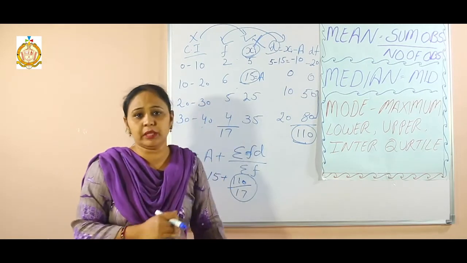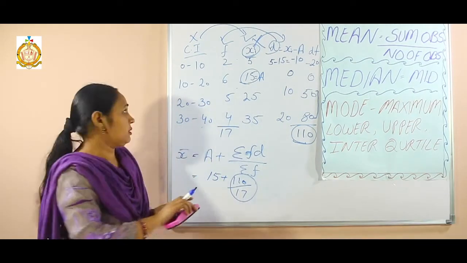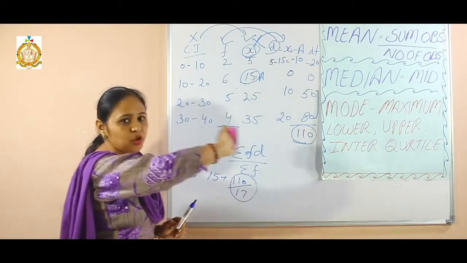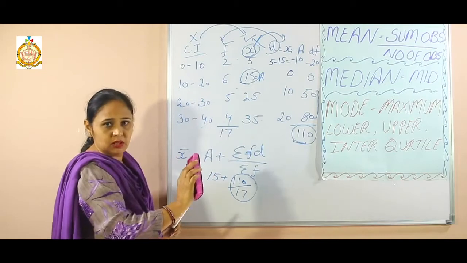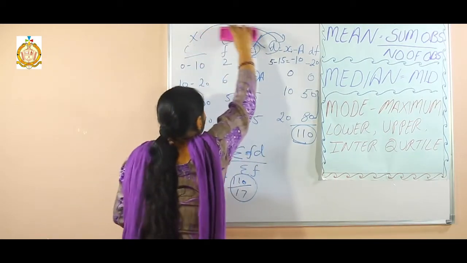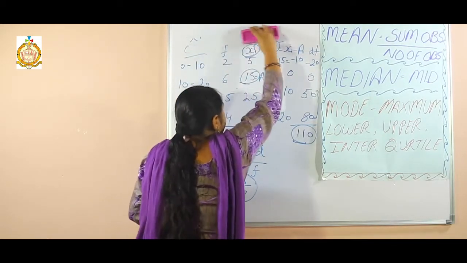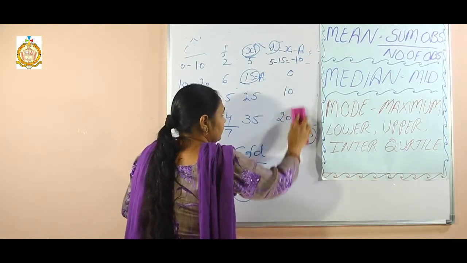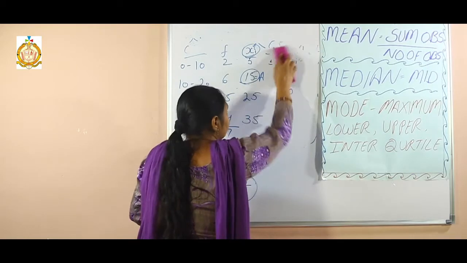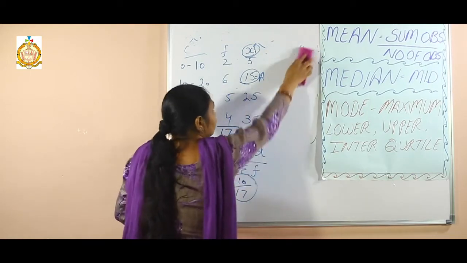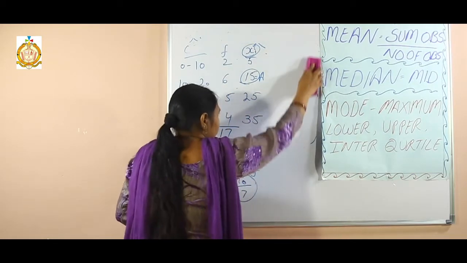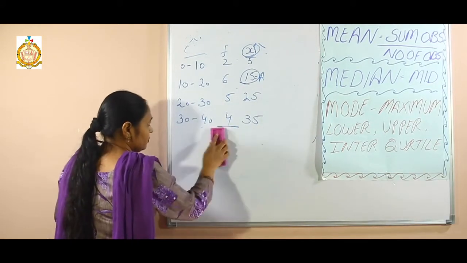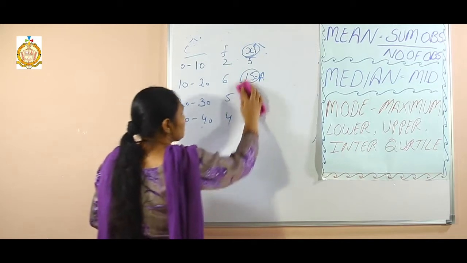Okay, now the third method, that is the step deviation. Now I can continue the step deviation method from here, this statement. Clear? Now see. I am going to take the same statement here.